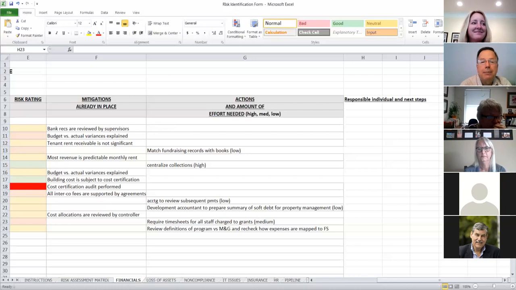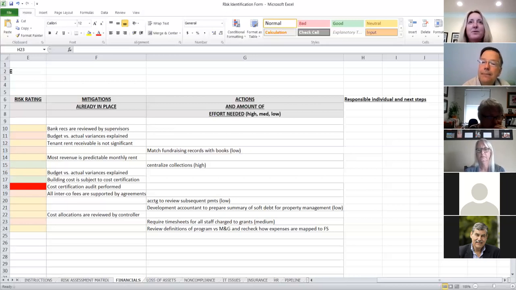Anyone else? You don't have to use the chat. You can actually unmute yourself and speak up. Interested to hear how you might use a tool like this in your organization. Do you like the idea of having the audit committee and the board assigning responsibility to different departments, or would you do it strictly with management? Or kind of curious how you would choose to implement it.